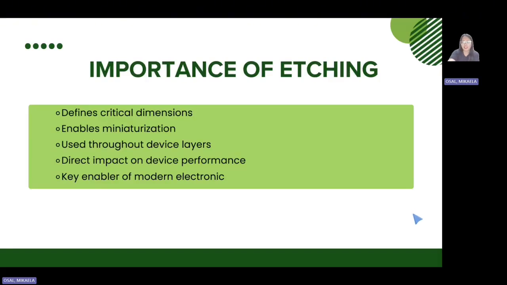Without precise etching, electrical performance would degrade due to shorts, leakage, or misalignment. It also plays a significant role in device scaling, yield improvement, and reliability. Simply put, etching is one of the processes that make modern electronics possible.